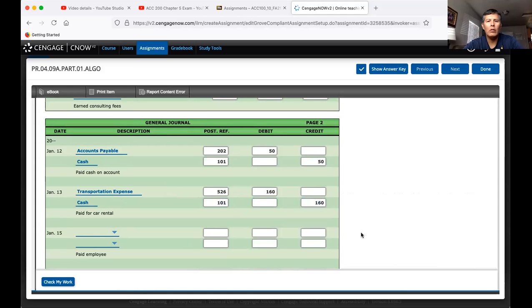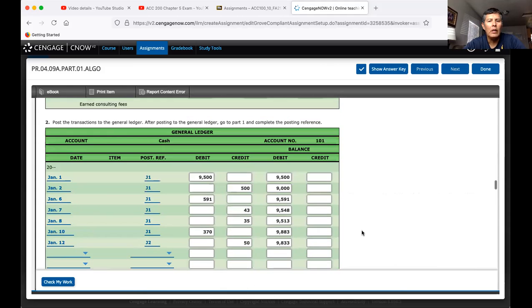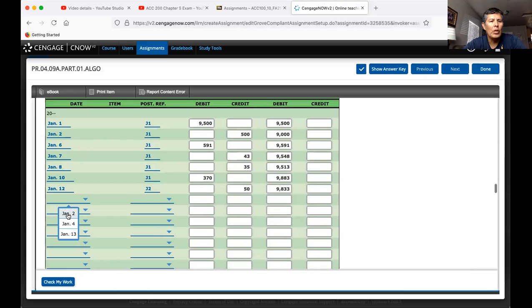So we'll go down here and record in cash and expense. So this will be January 13th. This will be J2. We paid cash, so this will be, how much was it? 160. Okay, so 9833 minus 160 gives us 9673. Okay. All right. So we did the cash.